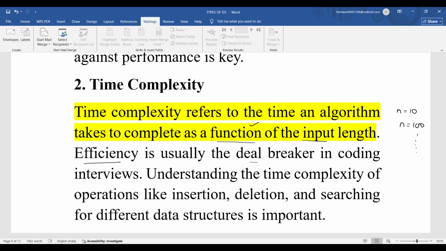Efficiency is usually the deal breaker in coding interviews. So based on the space and the time complexity, we have to choose the data structure.